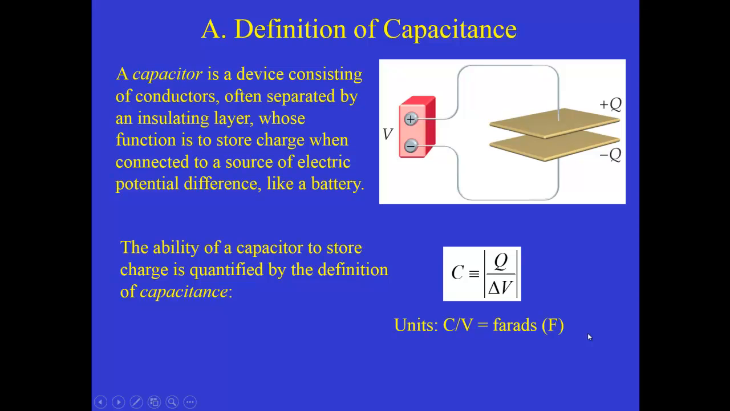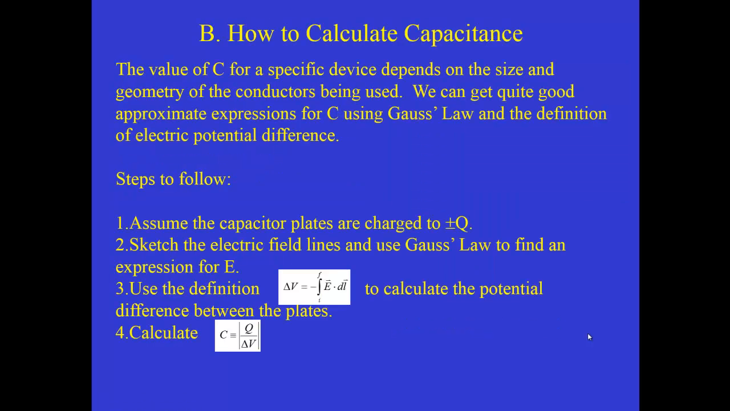We give that a special name in honor of Michael Faraday. We call that the farad. But it's important to realize that a farad is a really large value for capacitance, and the kinds of capacitors that you might find on an integrated circuit board inside some kind of electronic device often have values of capacitance that are microfarads or even nanofarads in some cases.